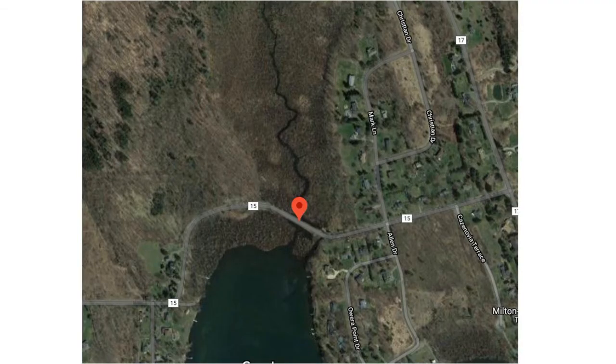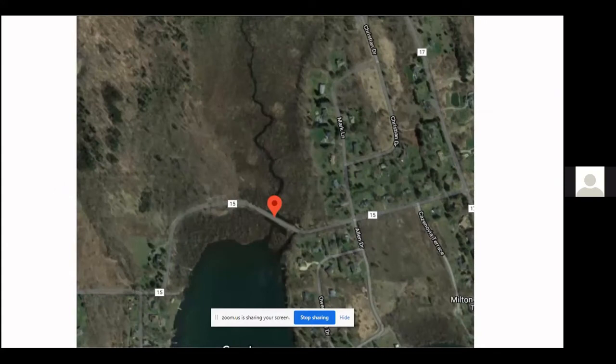And just to illustrate where it is, this is the uppermost northern end of Cazenovia Lake. If you can see my cursor, right below the red dot, to the right of it and a tiny bit south, is where this measurement was taken, and you can see how far up this water can go. So it is a really big stream.